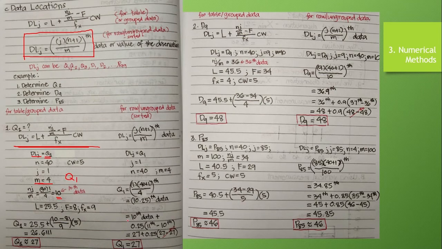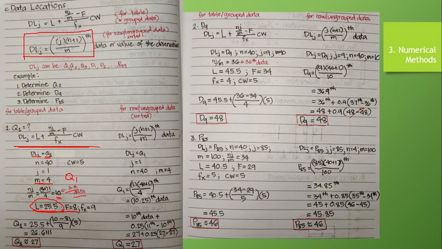So recall the table. Now, where is the 10th value located? Then after that we can get the class interval where the 10th data is located. Get the lower class boundary, and that's 25.5. Get the frequency of that class interval rather.